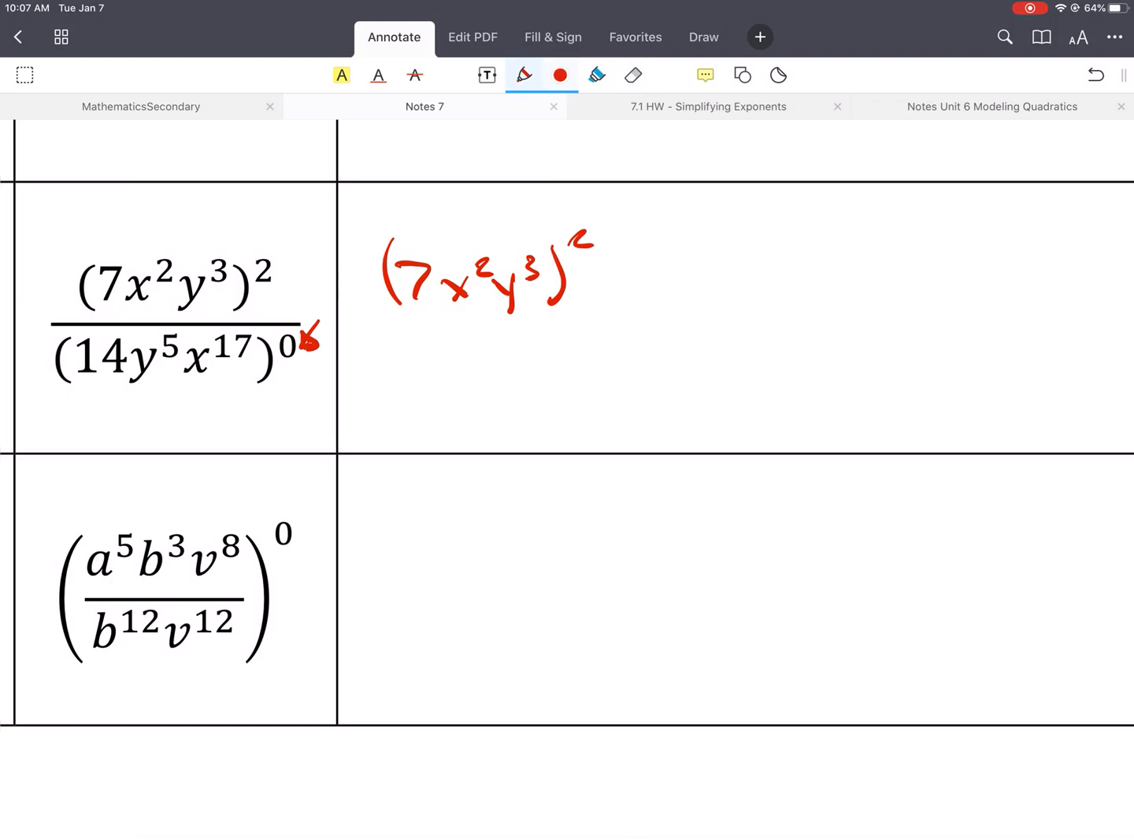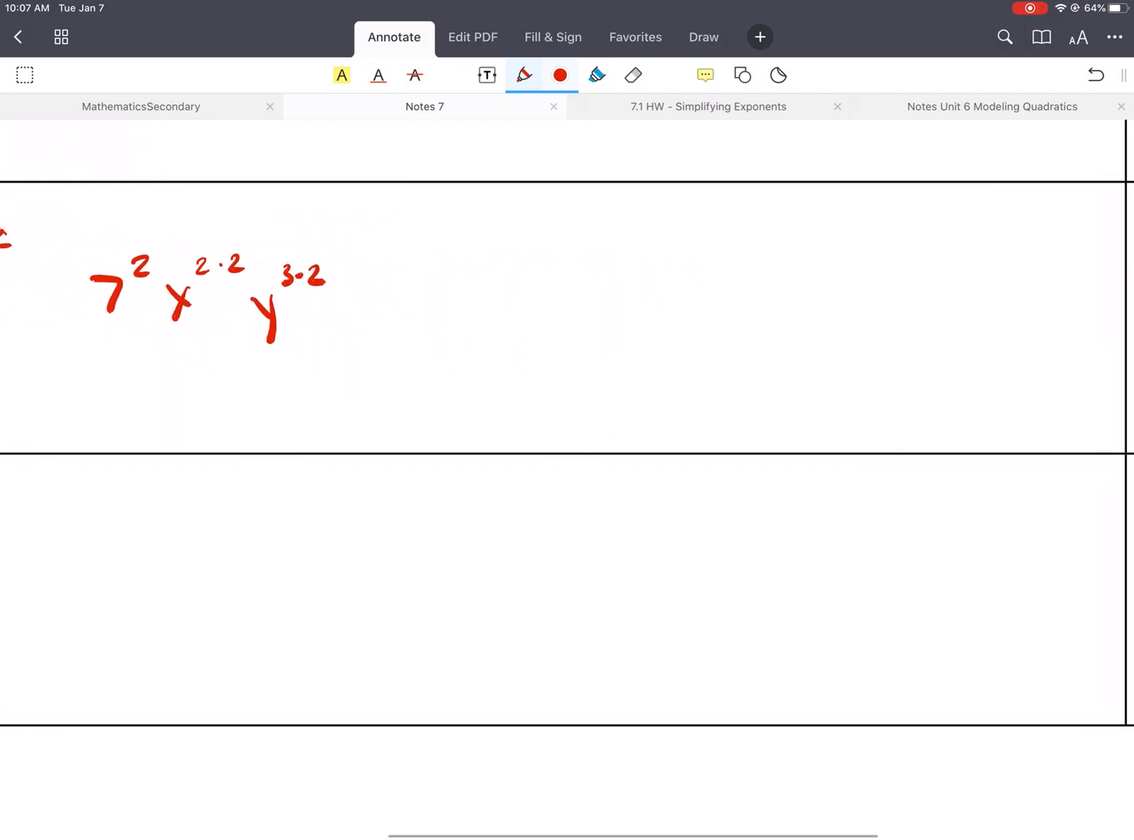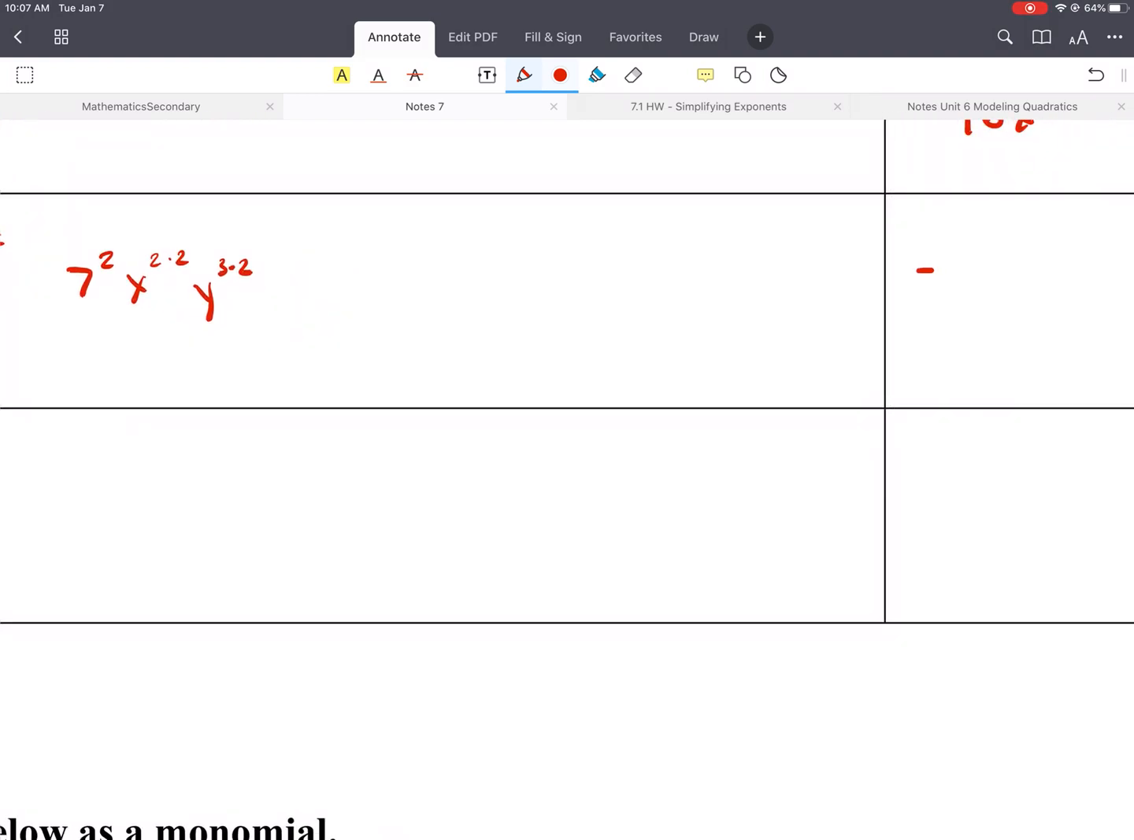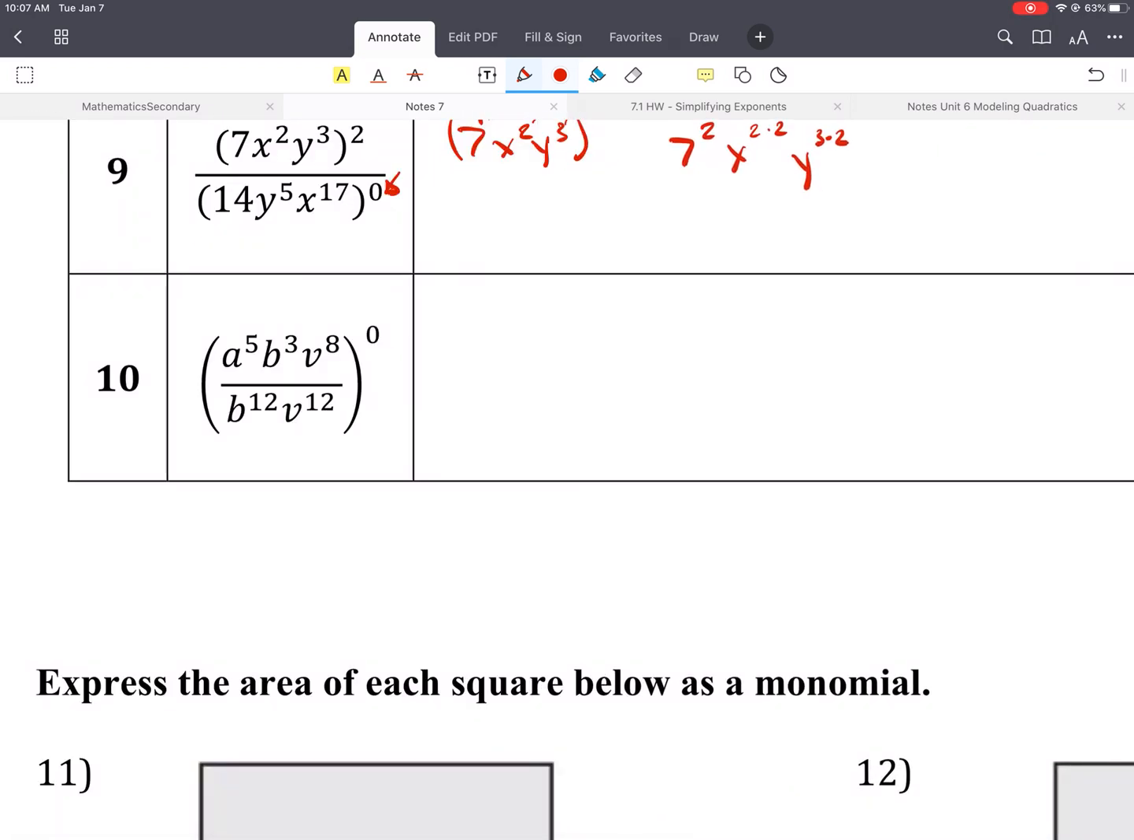All right, and then we distribute those exponents. We're multiplying all the exponents. So that'd be 7 squared, x to the squared times 2, and y to the 3rd times 2. Okay, and then we would end up getting our answer. It would be something like 7 squared, well that's 49, x to the 4th, y to the 6th. Okay, and then the last one, we have a 0 exponent again, and it applies to everything in that parenthesis, so the whole thing is just 1.